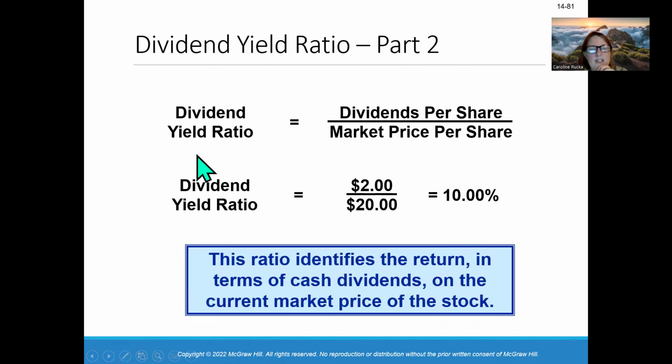All right, the dividend yield ratio. This is the dividends per share divided by market price per share. This ratio identifies the return in terms of cash dividends on the current market price of the stock. Are you getting your money's worth as an investor as far as dividends are concerned?